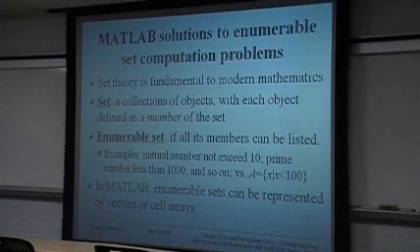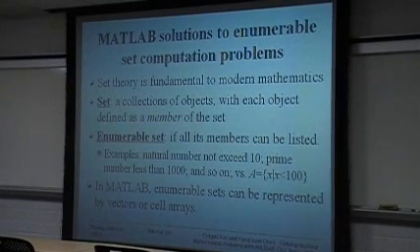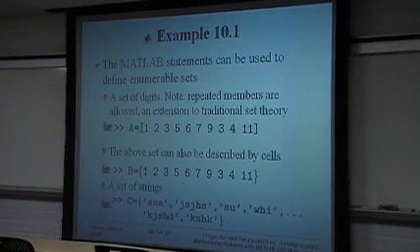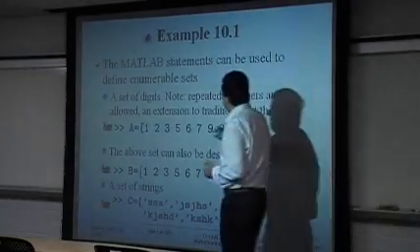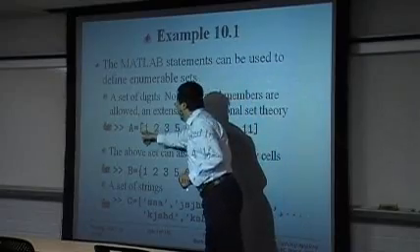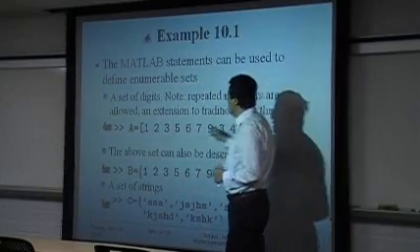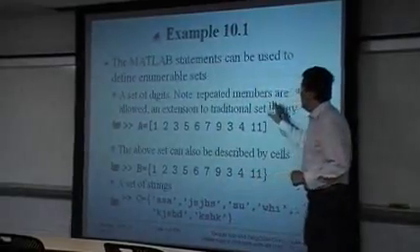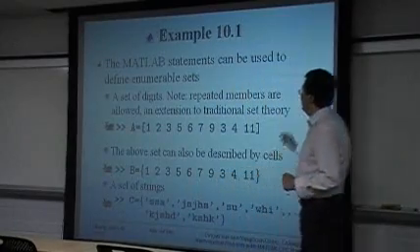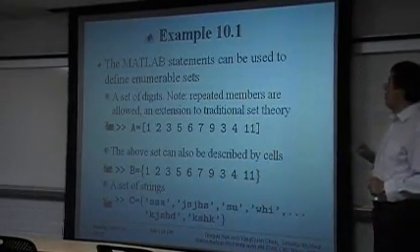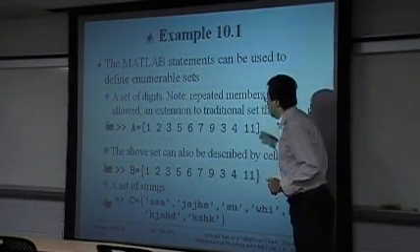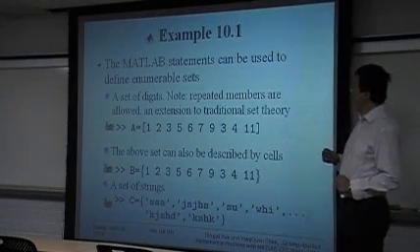An enumerable set can be represented by vectors or cell arrays. And here is an example. Suppose we want to represent a set of elements like this, then we can define a vector for A, and A is then the expression for this set. And it should be noted that there are repeated numbers in the set, so it is a slight extension to the traditional set theory. So we can use this vector to represent an enumerable set.